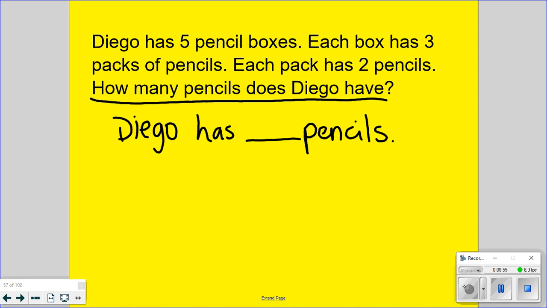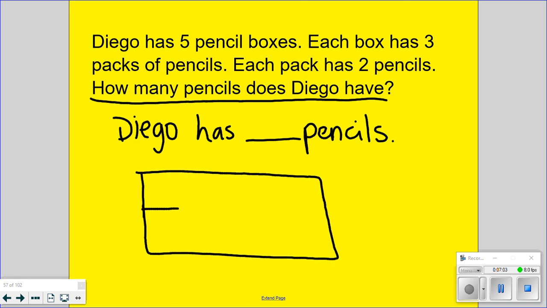All right, let's make our bar model. Go ahead and make your bar model. I like to start with my whole or my total. Right, so what's the thing I'm counting again? Pencils. Does it tell me the total number of pencils? No, it doesn't. Put a question mark next to my whole. I don't know the total number of pencils, but I know some stuff.